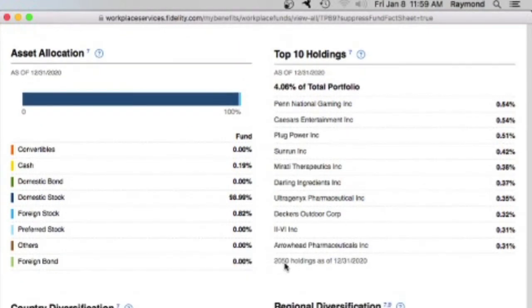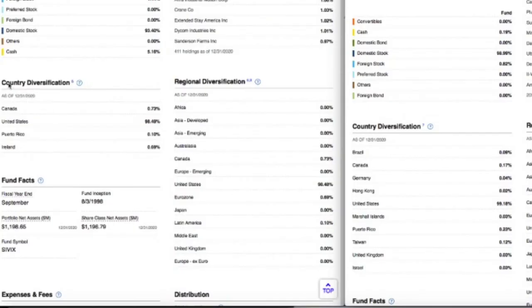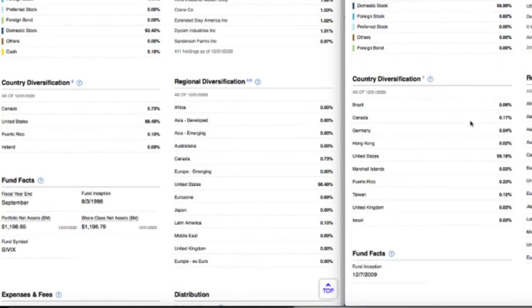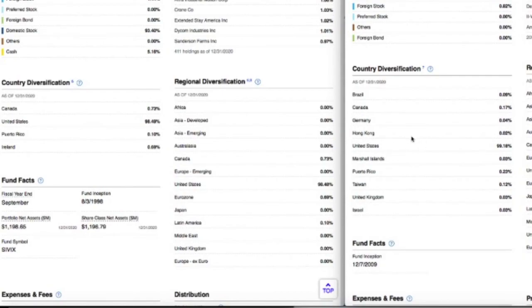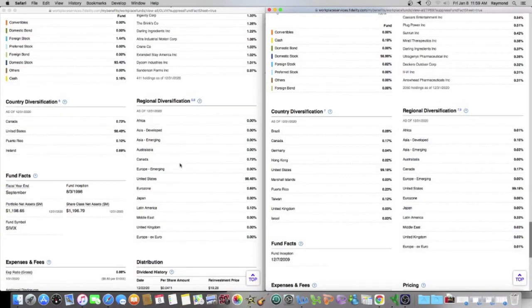They have over 2,000 company holdings within this fund. So they're going to take, for example, your $500 and spread it out over 2,000 different companies. So that's important to me. I like to look at country diversification. I want to know where the money in the fund is going, what country. So most of the companies that this fund invests in is in the United States. Here, same thing, United States. So I like to look at that.